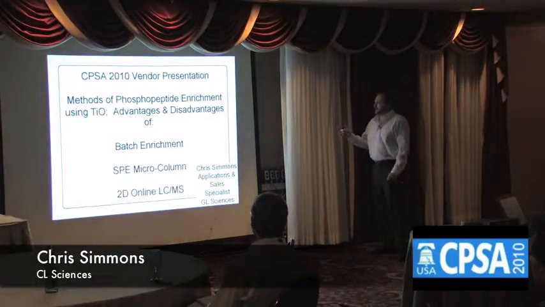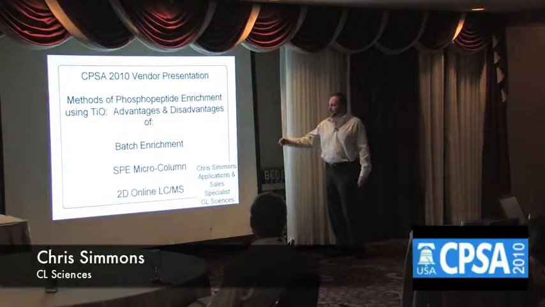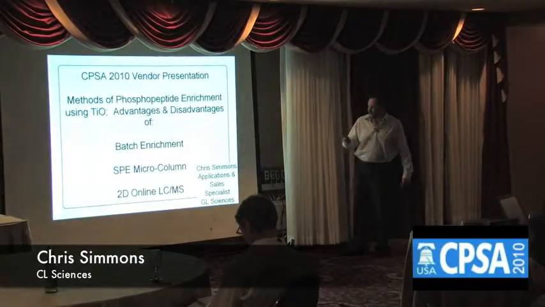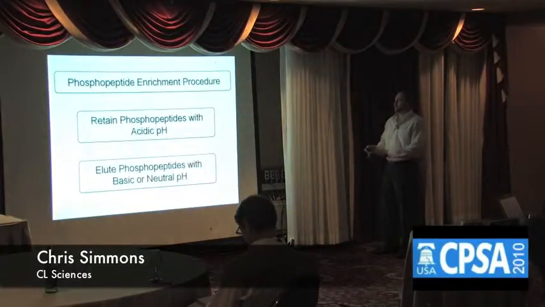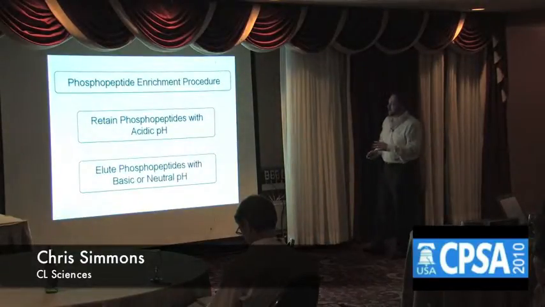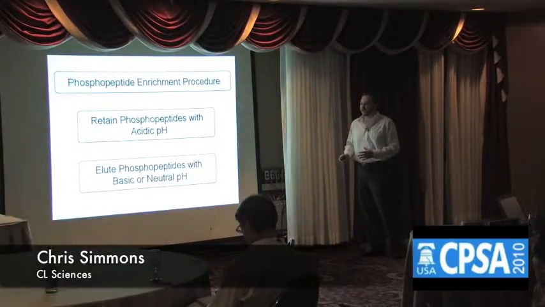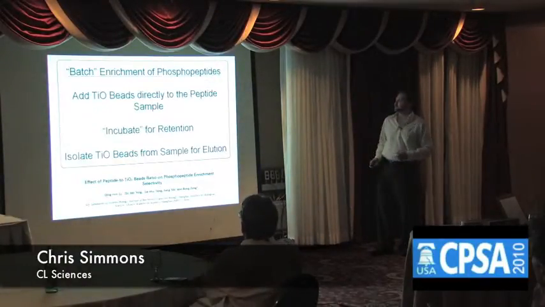Today I'm going to discuss some of the advantages and disadvantages of batch enrichment, SPE microcolumn, and 2D online LCMS for the enrichment of phosphopeptides. First off, the phosphopeptide enrichment procedure is the same no matter what technique you use. You're going to retain your phosphopeptides from the sample with an acidic pH, and then you're going to elute those phosphopeptides using a basic or a neutral pH.